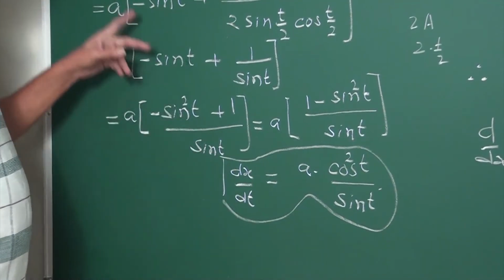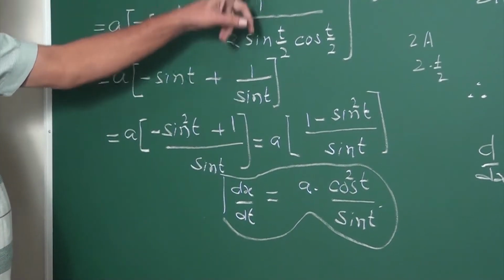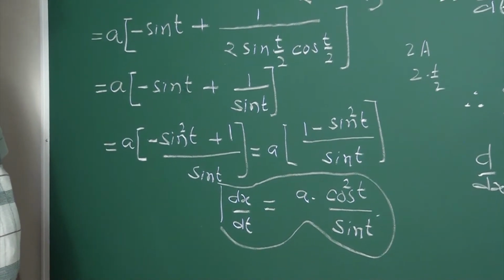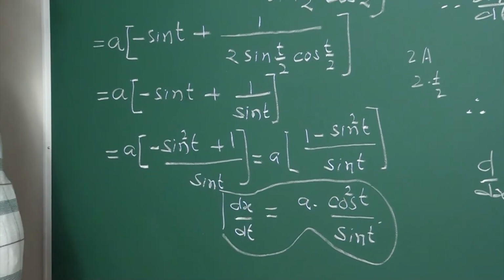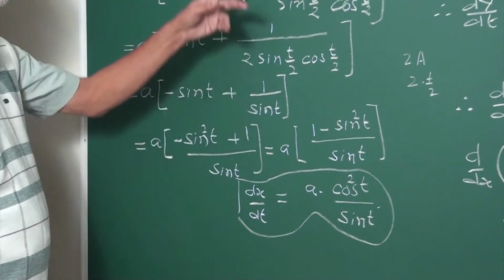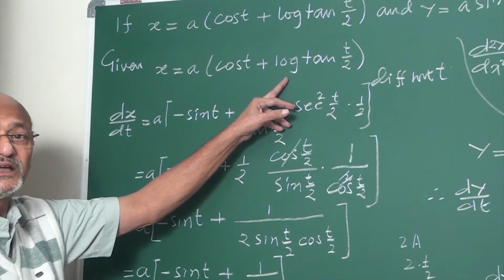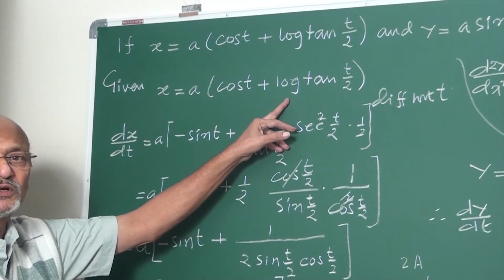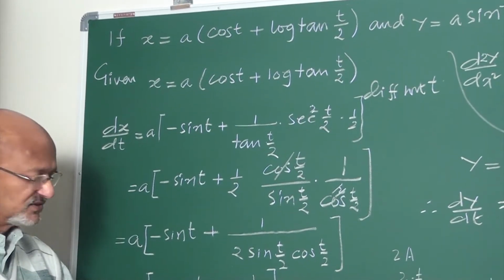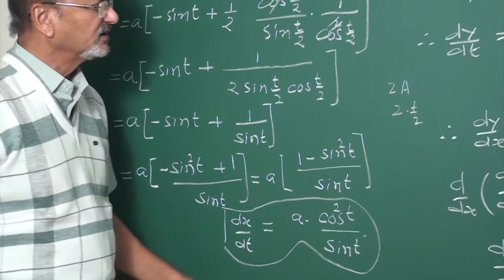What is it? Your LHS is dx by dt. My friends, this is dx by dt. For your information, sometimes the examiner may ask this itself, maybe as a 2 mark question: if y equals log tan x by 2, then prove this. They may ask dy by dx is this.